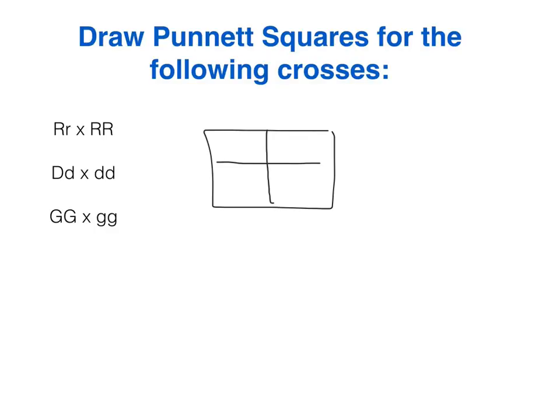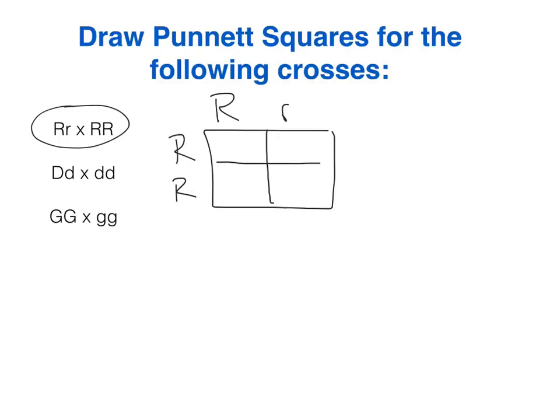I'm going to start with this cross first. In this cross, we have a dominant and recessive trait and 2 dominant traits. We're going to talk about what these mean, but these are our alleles. We have uppercase R and lowercase r, and we're crossing that with uppercase R and uppercase R. So we're going to write our uppercase R and lowercase r here, and our uppercase R and uppercase R here.